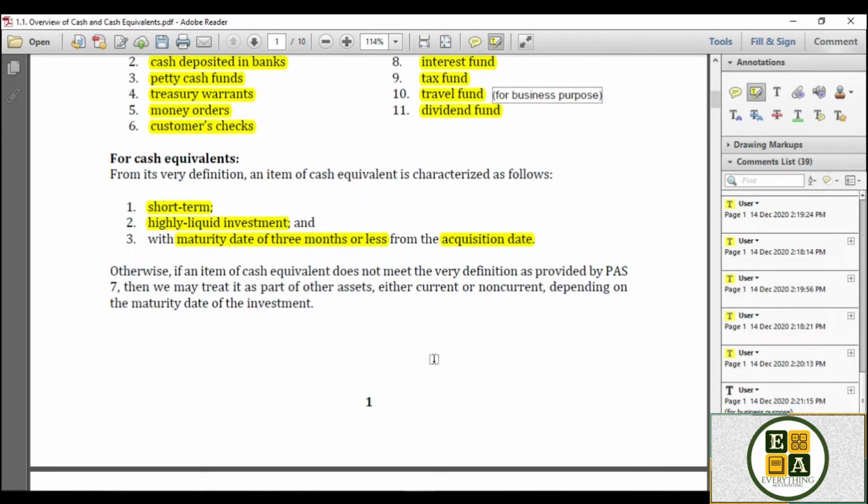Okay, kapag hindi pumasok doon sa qualifications ng cash equivalents, either other asset din ang qualification sa kanya, either current or non-current, depending this time on the maturity of the investment. Okay?